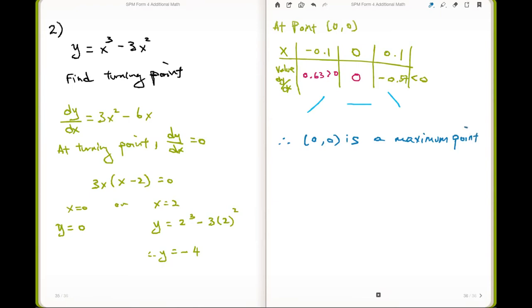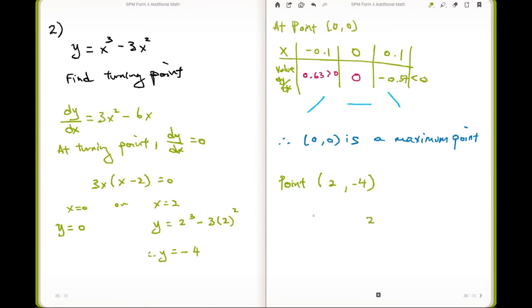This is quite tedious work because you need to get a table, substitute values, and then sketch. So d2y/dx squared will still be the best choice. But of course you need to work out the next coordinate, otherwise it's incomplete. If you work it out correctly, the next point, (2, negative 4), is supposed to be a minimum.